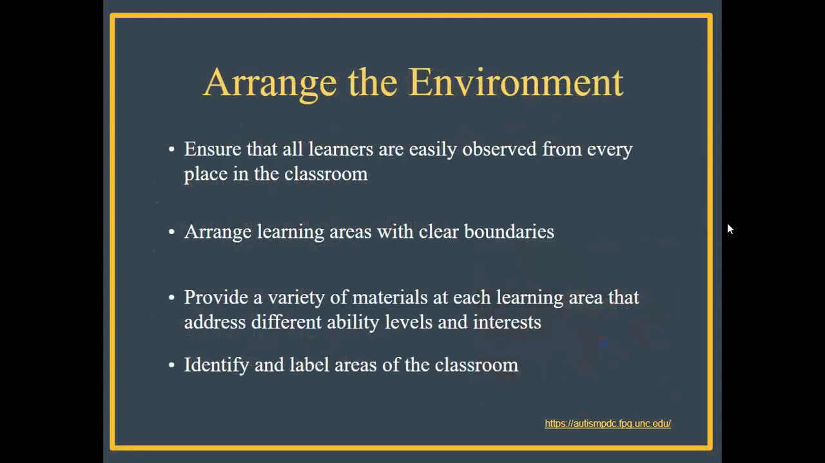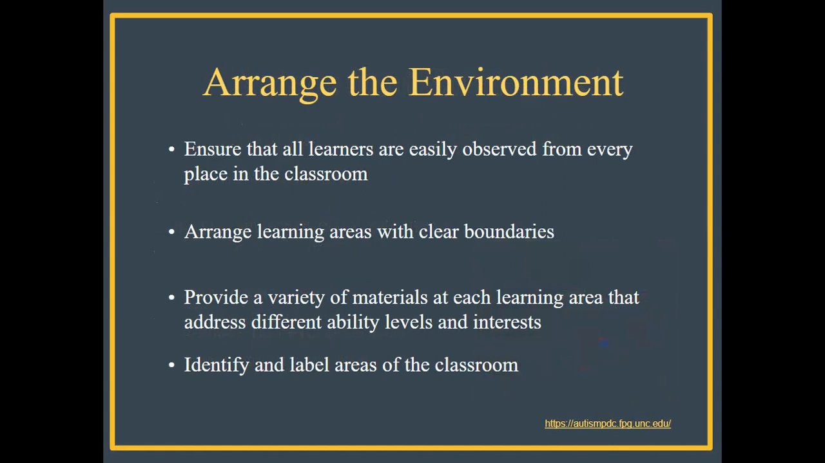The first one, arranging the environment. We want to ensure that learners are all easily observed from every place in the classroom. Do you have open sight lines? We want to arrange learning centers or areas with clear boundaries. Provide a variety of materials at each learning center or area that address all different ability levels and interests. We want to ensure that all learners have physical separation and are grouped appropriately.